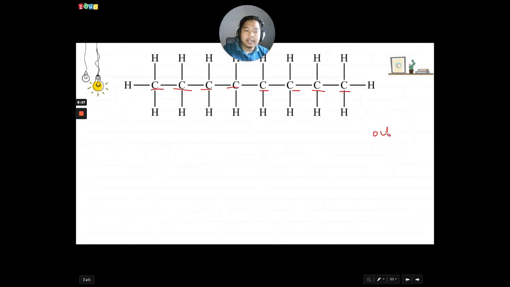If I am to write it in a condensed formula, this will be CH3, CH2, CH2, CH2, CH2, CH2, CH2, CH3. That would be taxing for me if I am to draw it. However, if I would like to write it in my skeletal formula, that would be 1, 2, 3, 4, 5, 6, 7, 8. Like a zipper with more space.